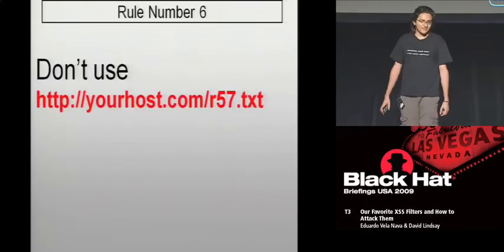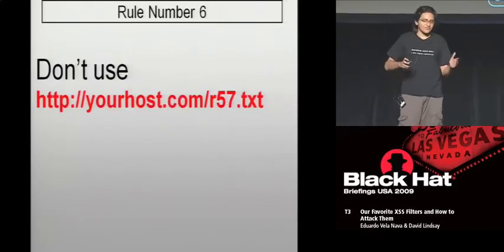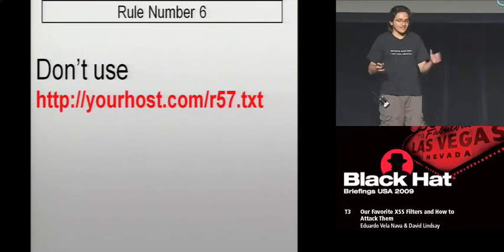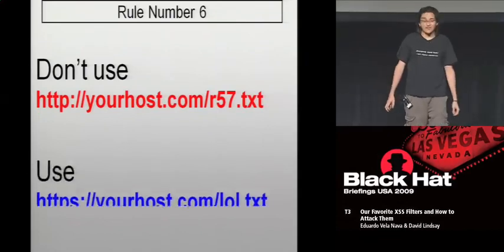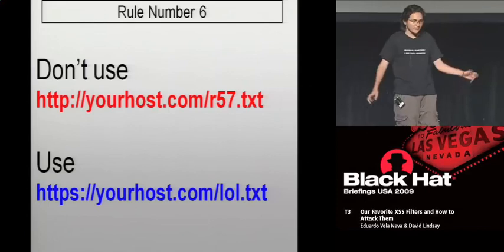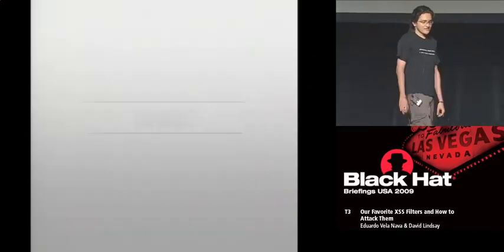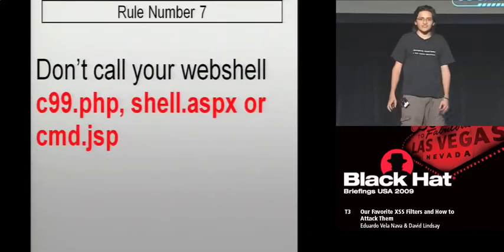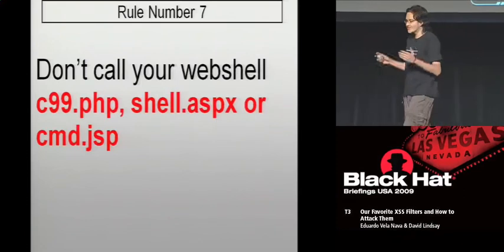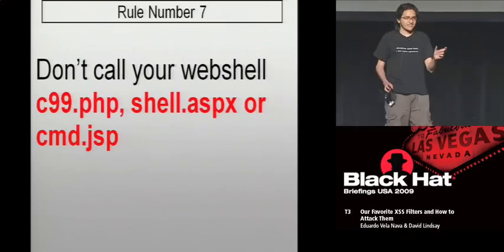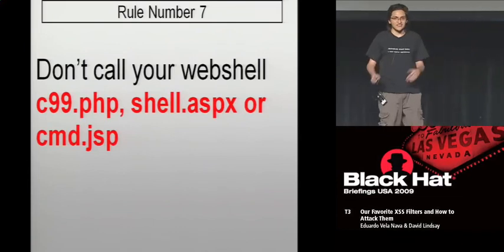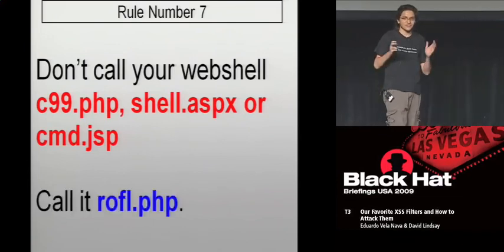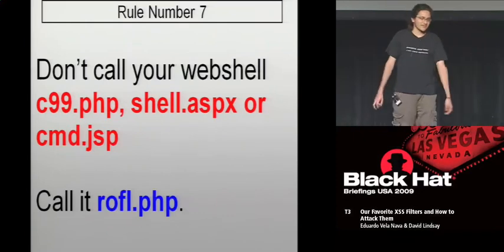Rule number 6, this is about filters that detect URLs in the request string. So you can just use HTTPS, and you will be able to bypass them. And well, rule number 7, instead of calling your shell by a common name, this is for mod_security. They detect if the file is called c99.php, shell.aspx, cmd.asp. So if you call your shell ruffle.php, it won't be detected.